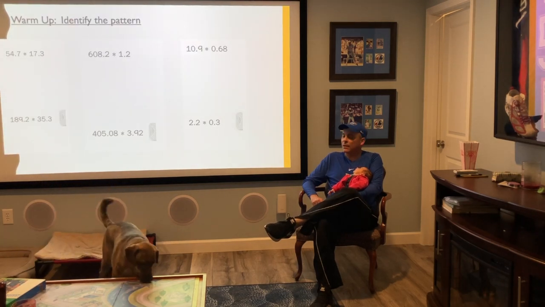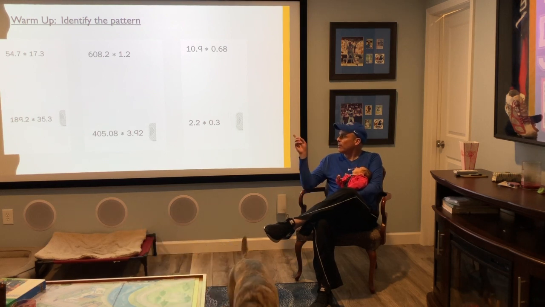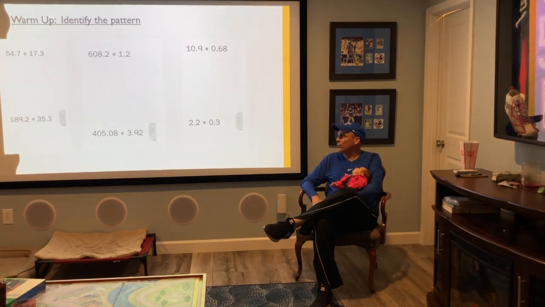Our warm-up, if you would complete this and post it to Canvas, that's great. If you remember, the little asterisks are actually multiplication, they're times. So again, the first one would be like 54 and 7/10 times 17 and 3/10. You'll do all 6 of those.